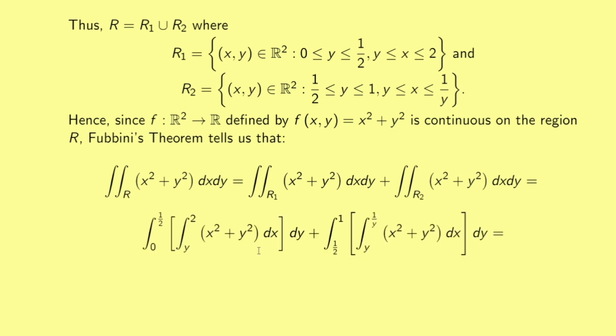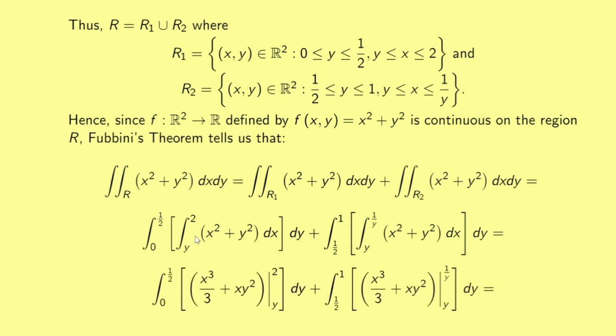And now we can integrate. So we can rewrite both integrals as iterated integrals. For the first one over R1, we know that y goes from 0 to 1/2, and x goes from y to 2. And for the second integral, y goes from 1/2 to 1, and x goes from y to 1 over y.